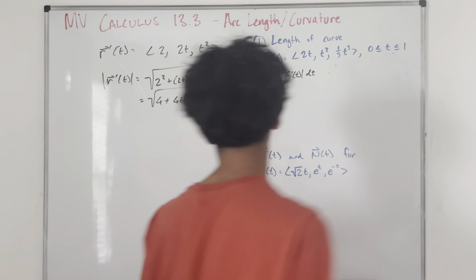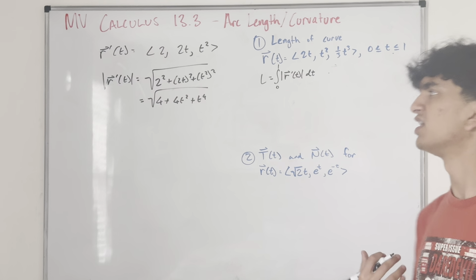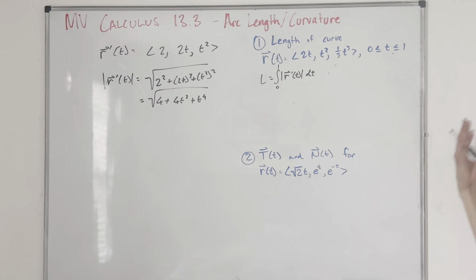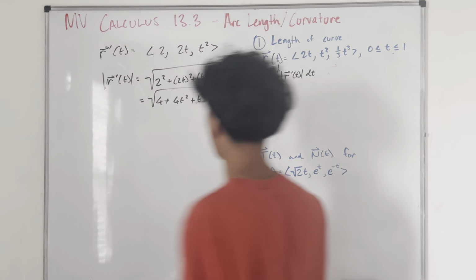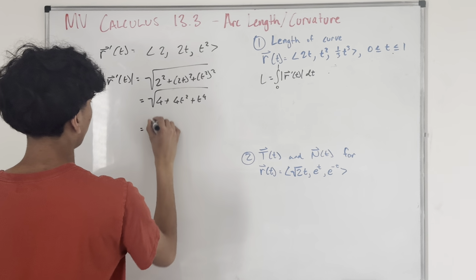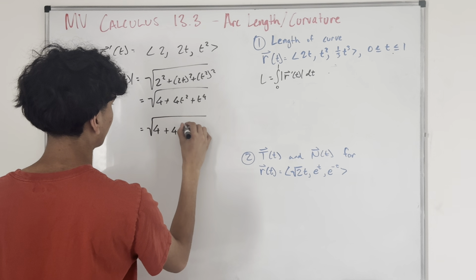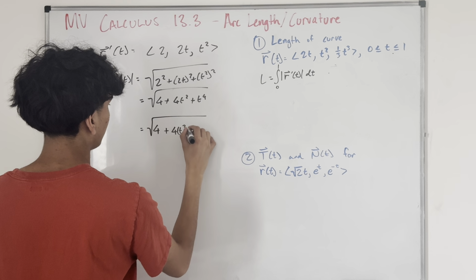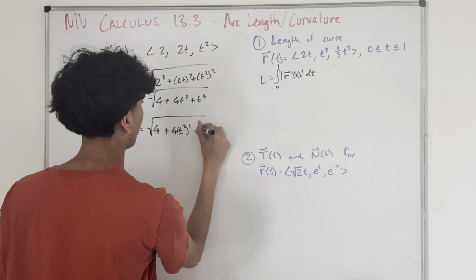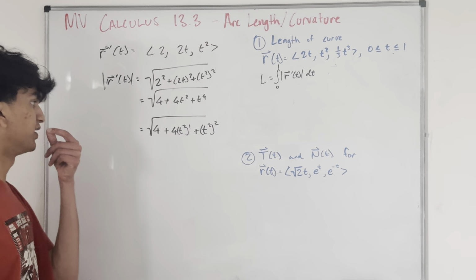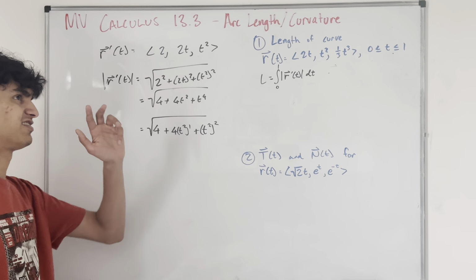Now, if I were to just integrate this by myself, it would be a pain, and I don't know if there is a solution for this integral. Well, there is, because you could simplify this. If I think of this as 4 plus 4t squared to the 1 power plus t squared to the 2nd power, this is just like a binomial, where instead of x, it's x squared.